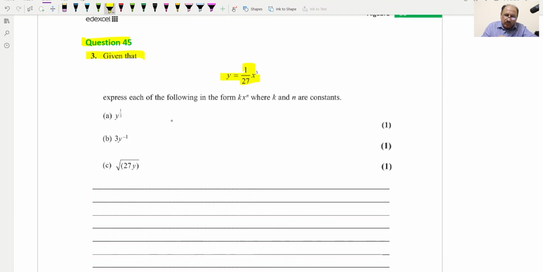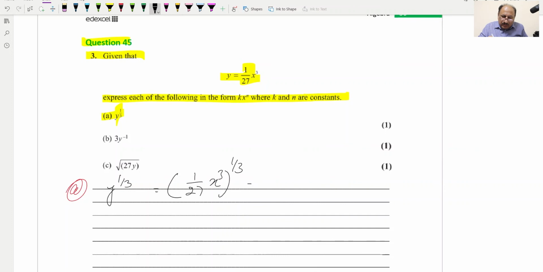Y is equal to 1 over 27x cubed. Express each of the following in the form kx raised to n, where k and n are constants. Y raised to the power 1 over 3. So the a part we can write here: y raised to the power 1 over 3. It means 1 over 27 x raised to 3, whole raised to 1 by 3.